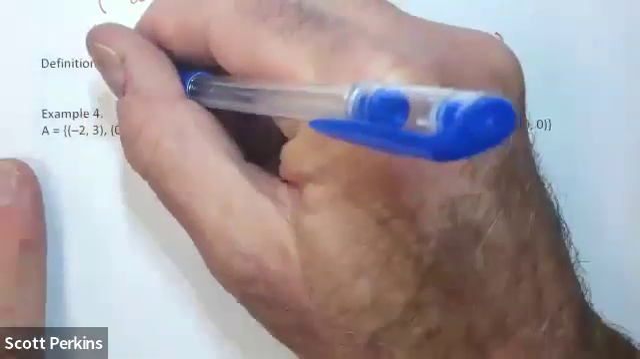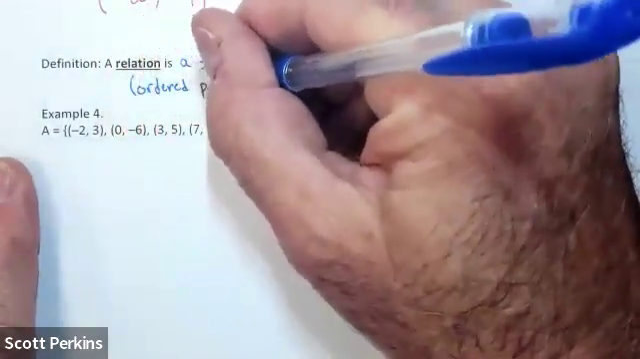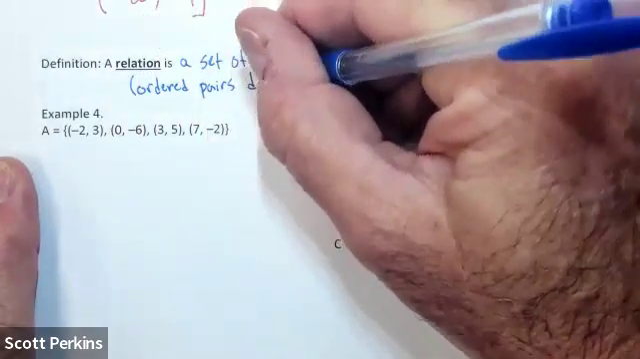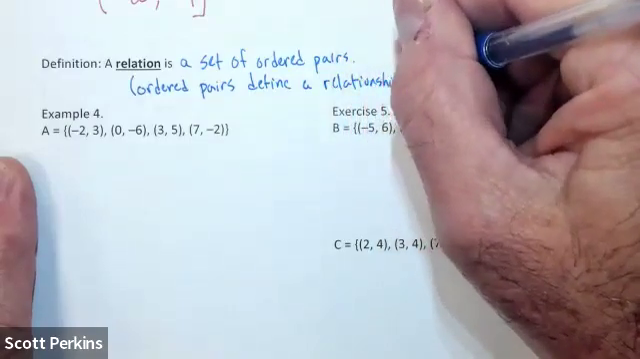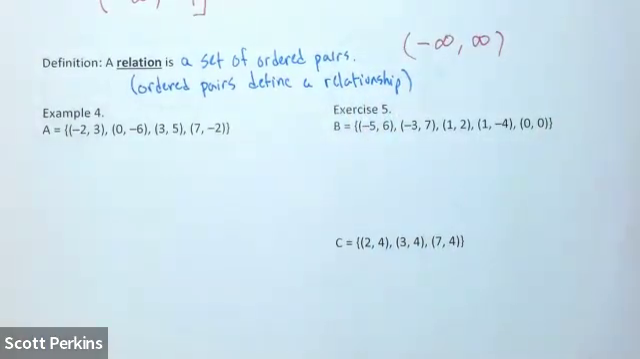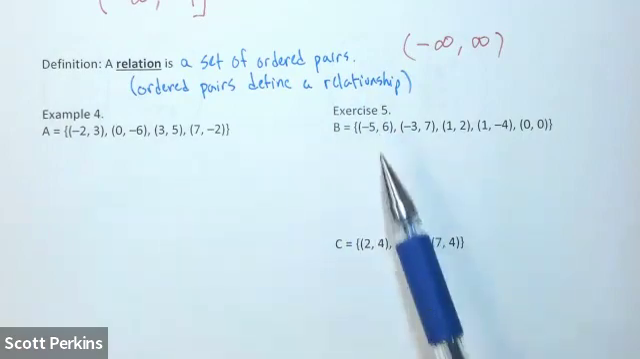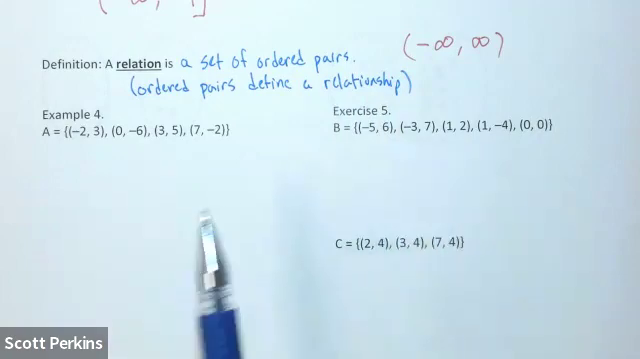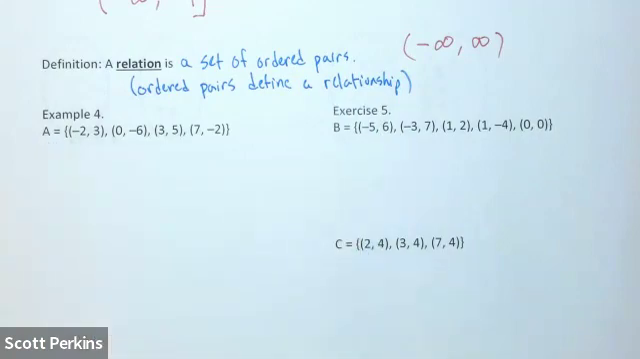Okay, so I'm going to say that this is parenthetical. Ordered pairs define a relationship. So what we're going to do for the rest of the class is we're going to look at different relations, different ways of indicating a set of ordered pairs. And we're going to talk about what they're communicating to us. So notice example 4, example 5. I've given you 3 relations. I've labeled them A and B and C. Okay, so all of those are examples of relations.